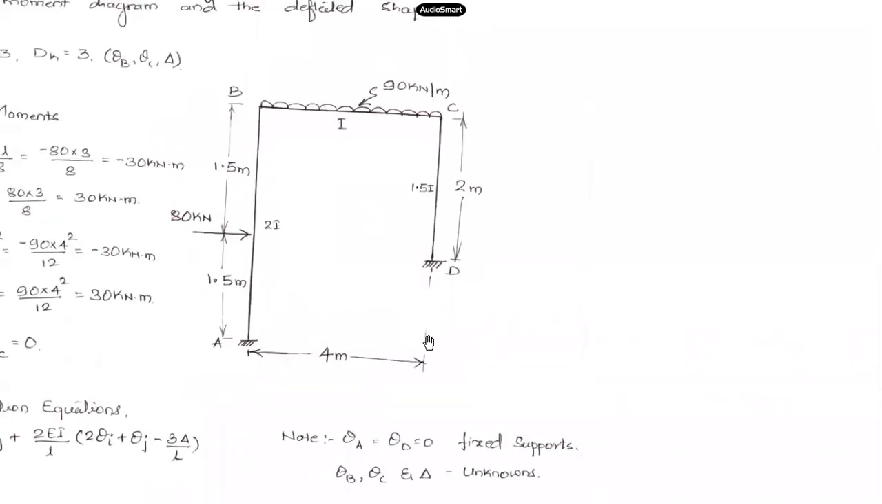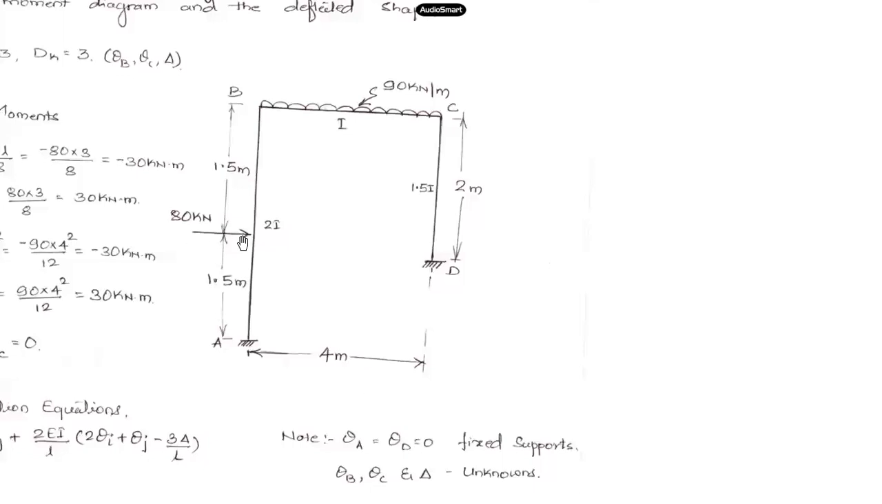First I'll look into whether there is any force causing the sway, any direct force which is trying to displace the frame in the lateral direction. In our case, yes, it is there. This 80 kilonewton force applied on member AB in the horizontal direction will definitely make the frame move in the lateral direction. It will push the frame towards the right. That is sway, so sway will occur because of this lateral force.